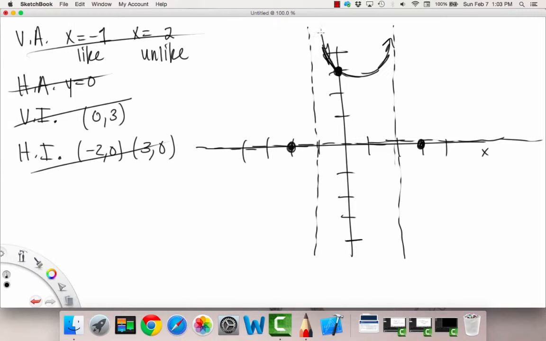In saying that, I just mean to say that our graph in the middle, this little segment here, is more inclined to travel upwards and away from this horizontal asymptote as opposed to going toward it and trying to cross it, because they usually don't do that.